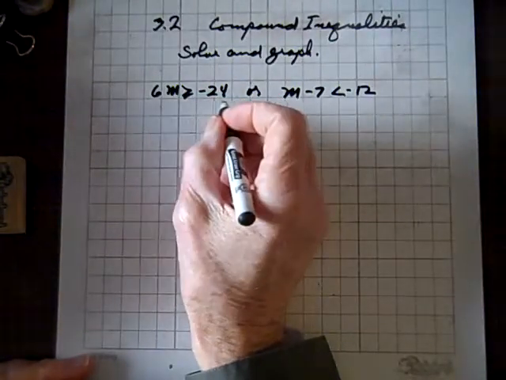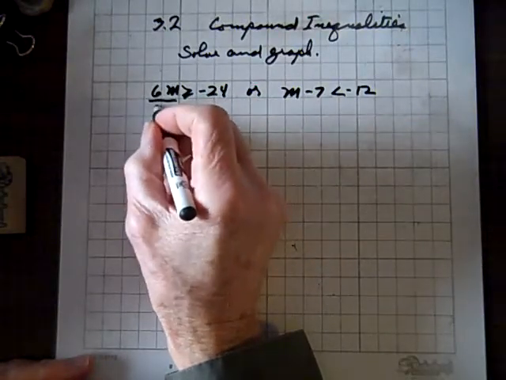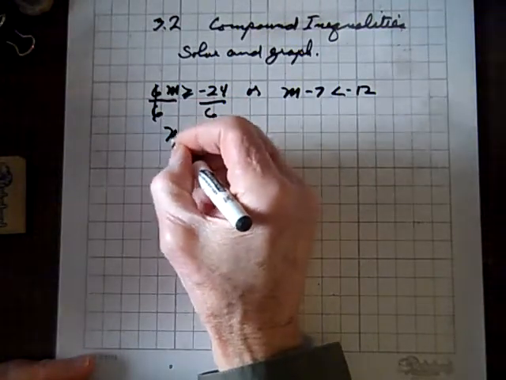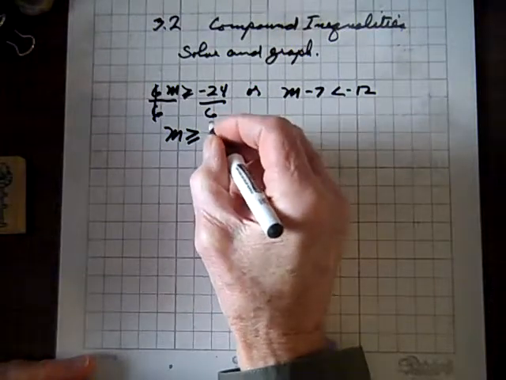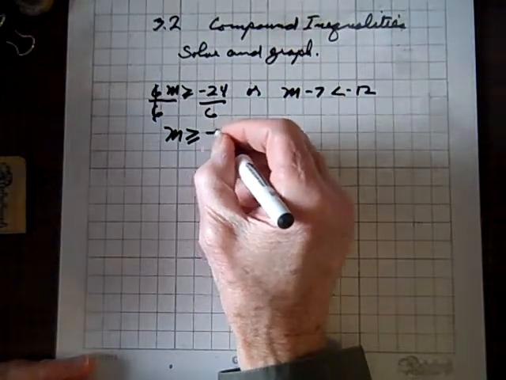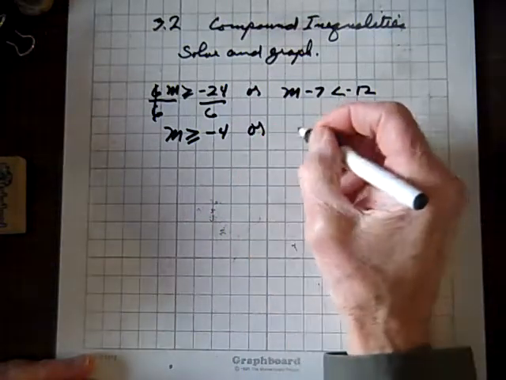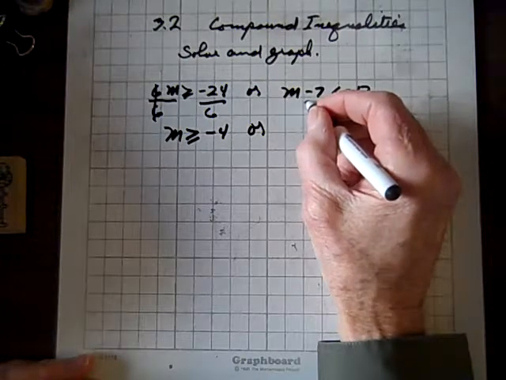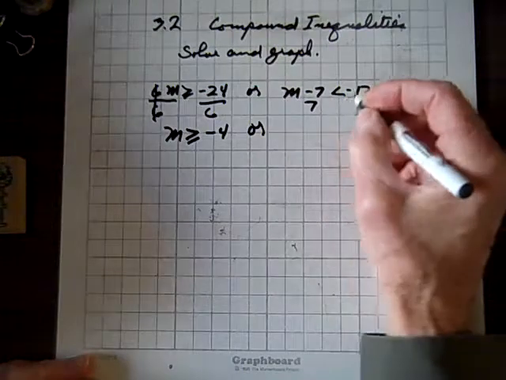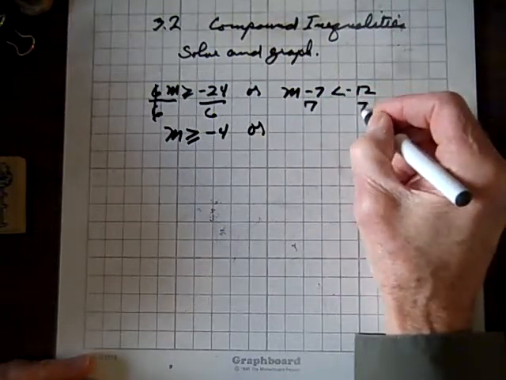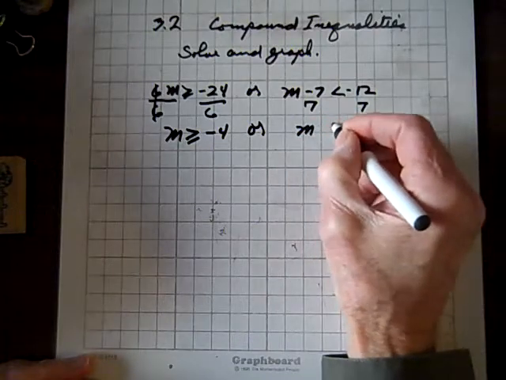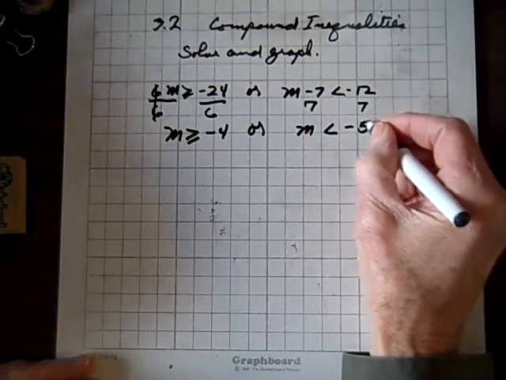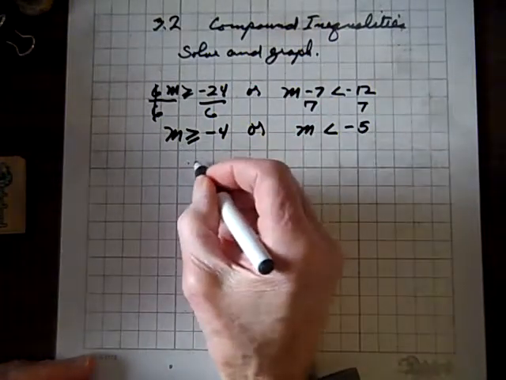So we'll undo this multiplication with division, and the 6's divide out, and we get m greater than or equal to, and negative 24 divided by 6 is negative 4, or, and now for the next one we'll undo addition with subtraction, or subtraction with addition, so I'll add 7, and we isolate m and get, let's see, negative 12 plus 7 is negative 5. So there's our solutions. Now we'll graph.